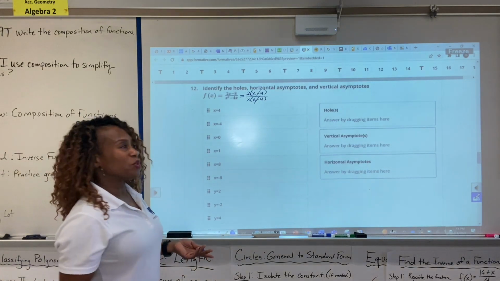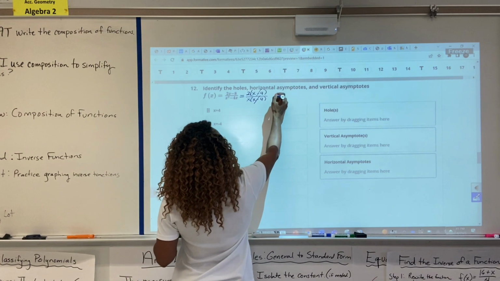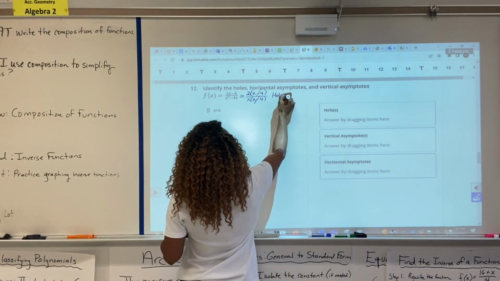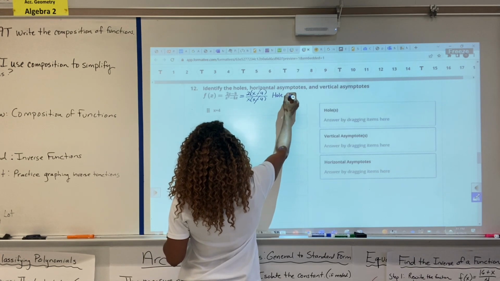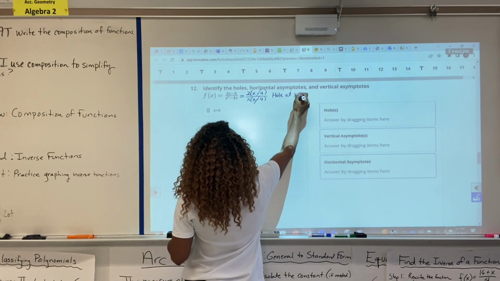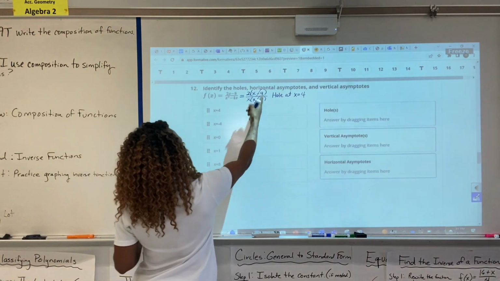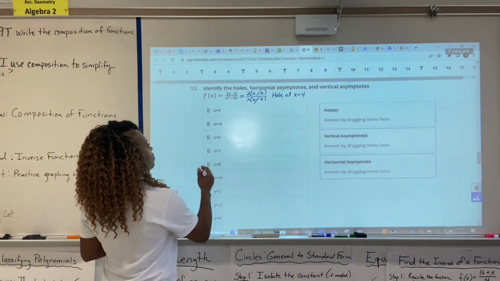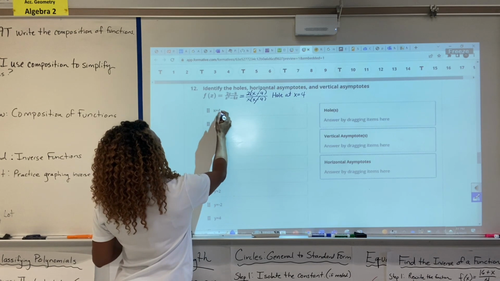That tells you that's where your hole would be located. So that means we have a hole. Whatever we can cancel out tells us where a hole is. So we have a hole at x equals 4. Why is it 4? Because when I set that equal to 0 and solve, that's where my hole is going to be. So for the hole, it would be this one.